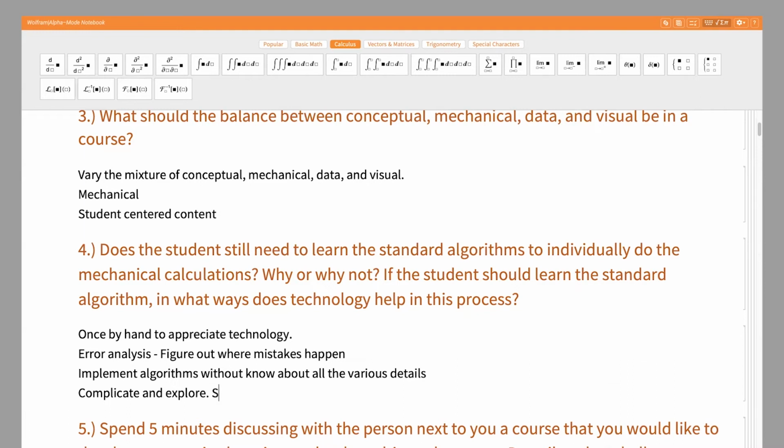Right, so students, you're mentioning that we can complicate and explore. We don't have to start with just knowing that algorithm. We can then use that algorithm to expand our knowledge. That's a very good point. So essentially, students can start thinking outside the box here.